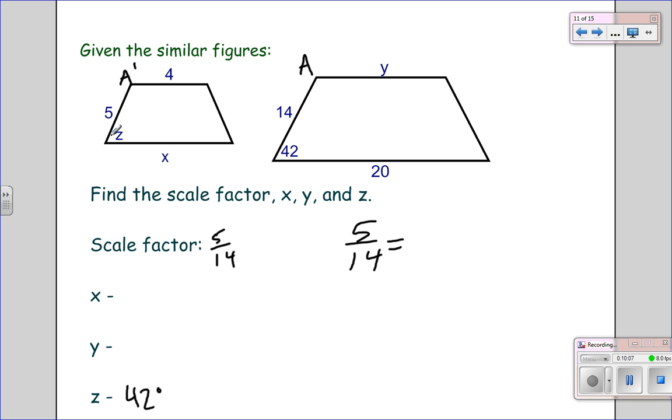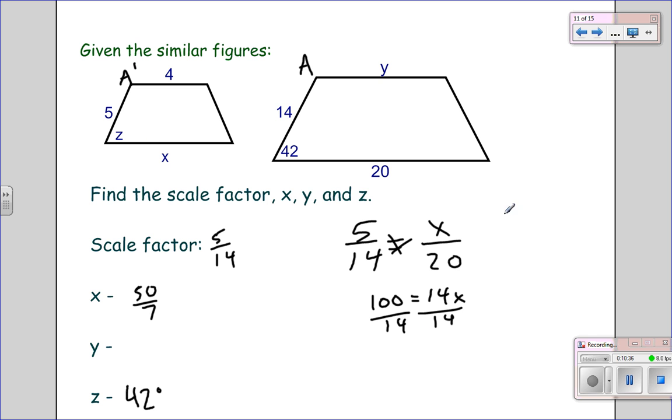So is the x with the 5 side or the 14? Well, it's with the 5, so it's going to go next to the 5. Over, what side corresponds to x? 20. Let's cross multiply. So 100 equals 14x. Divide by 14. Type in 100 divided by 14 in your calculator, hit math, enter, and you'll get 50 over 7. Depending on what your teacher's asking for, you could get that or a decimal.